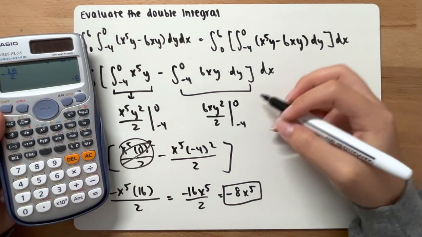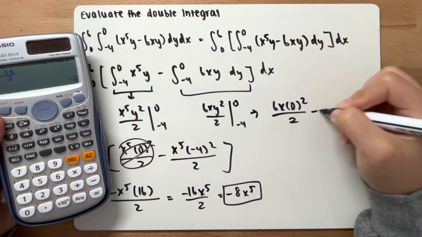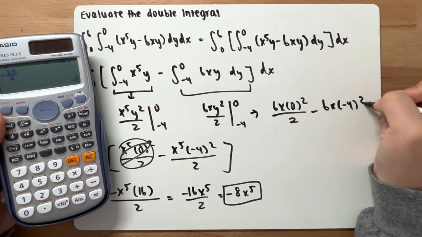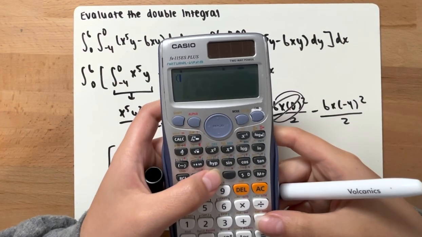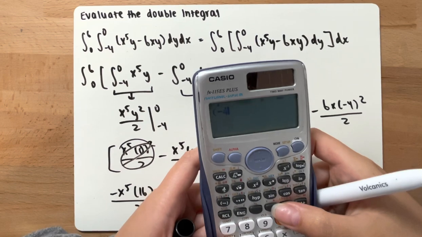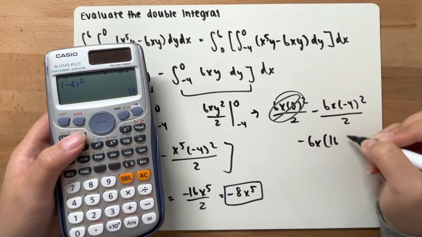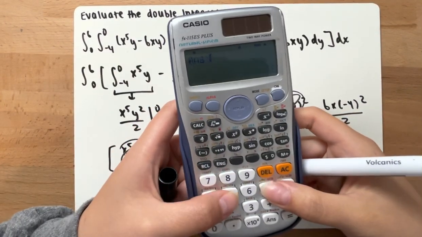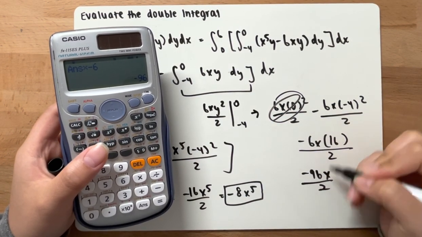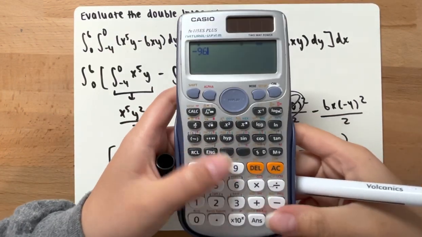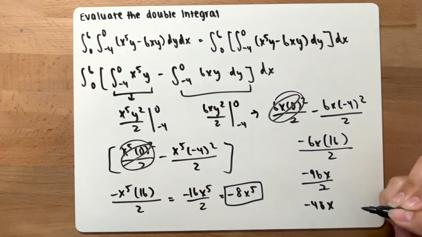Now we want to do this. So you have 6x times 0 squared over 2 minus 6x times -4 squared over 2. You have, this cancels out. -4 to the 2nd power is 16. So 6x times 16 over 2. 16 times -6 is -96x over 2. Okay, these are the same thing. -96 over 2 is -48x. Okay.